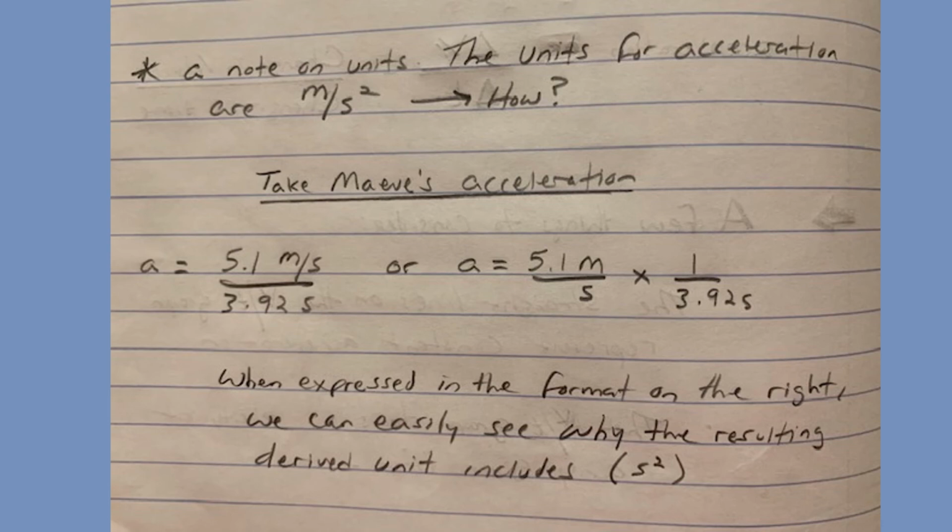If you're asking yourself, what the heck does meters per second squared mean, or how do we come up with that? Well, here's a little explanation. Again, we're dividing the change in velocity by the change in time. So 5.1 meters per second over 3.92 seconds. And this is Maeve's acceleration we're looking at one more time. You can also write that a different way. On the right, you see I've written it as 5.1 meters per second times 1 over 3.92 seconds. And if you do that, you can very easily see how the seconds are combined. Seconds times seconds equals seconds squared, which gives us our derived unit of acceleration, meters per second squared.